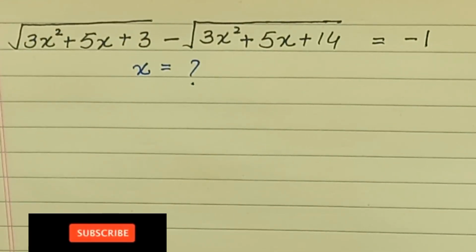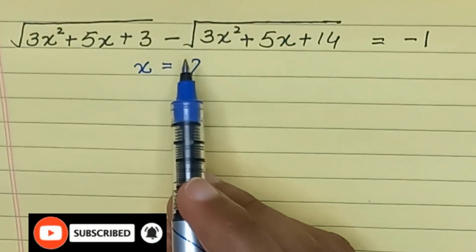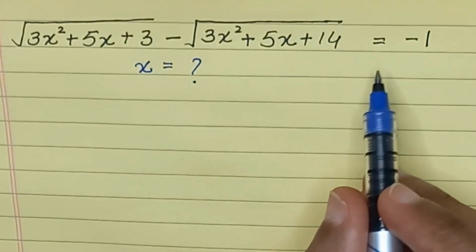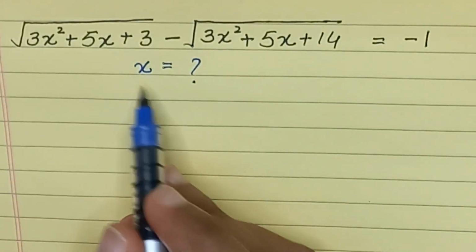Today I am going to start this question, which is square root of 3x square plus 5x plus 3 minus square root of 3x square plus 5x plus 14, which is equal to minus 1. So from this given equation we will find the value of x.